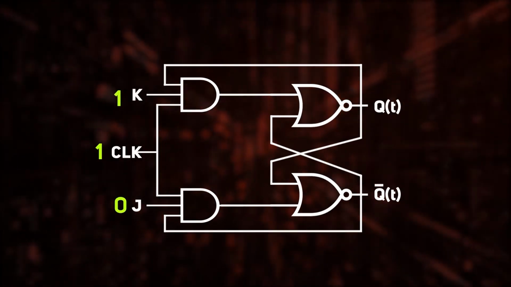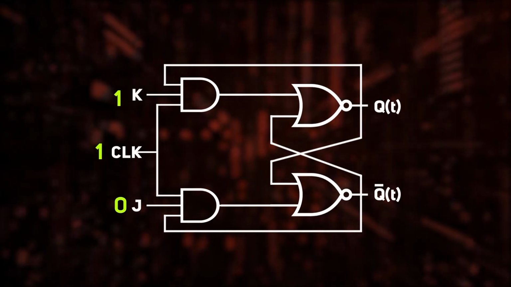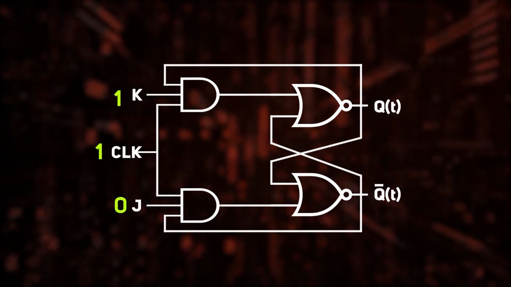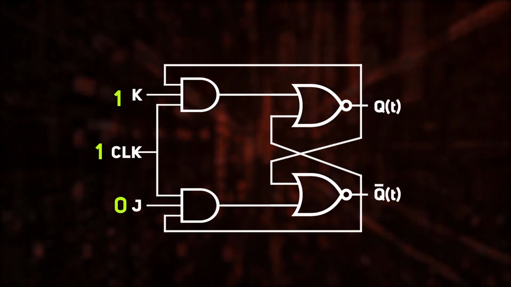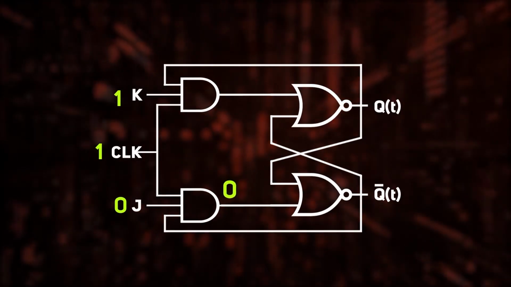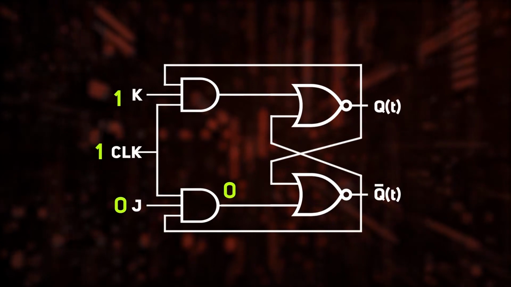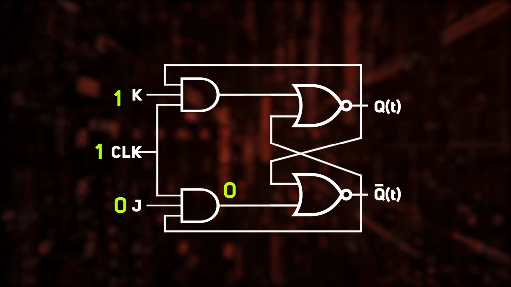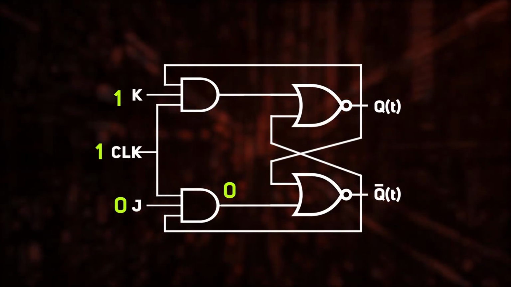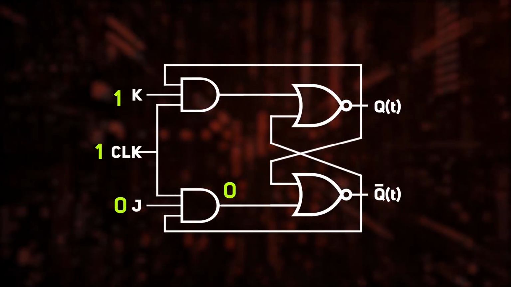Here also we have to analyze both scenarios of the previous values. Here the input j is 0, which makes the output of the j gate as 0. The input gate connected to k has two of its inputs as 1. So, it has to look into the third input, which is the q value of the previous state.